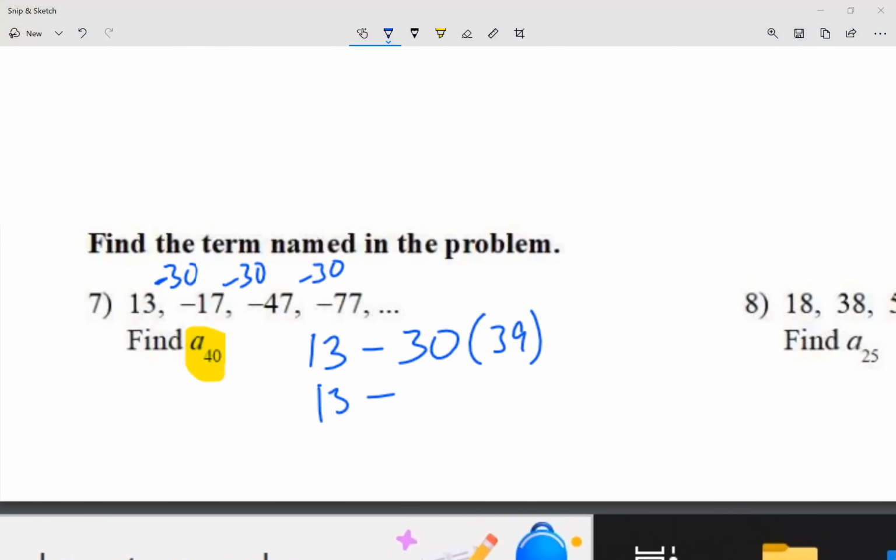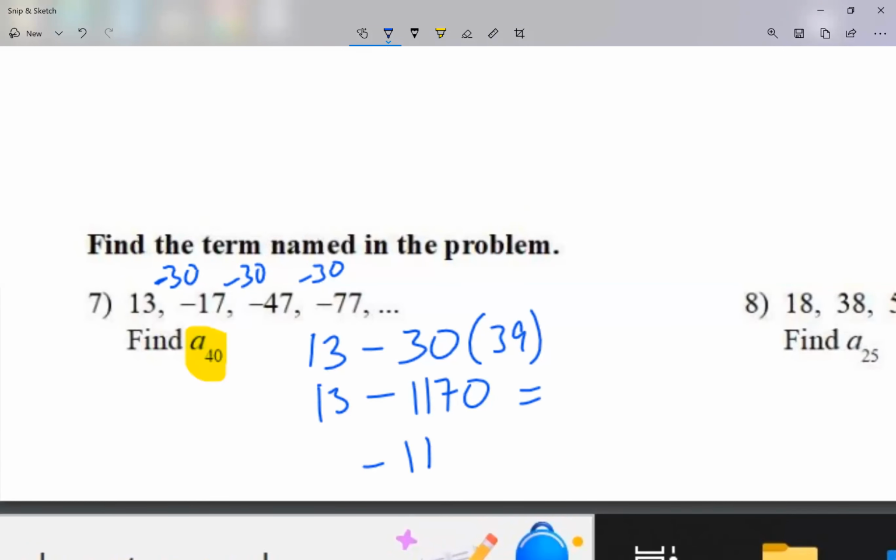Okay, so I have 13 minus 1,170. Now this thing is going to give me a negative 1,157. Cool. That's my 40th number on the list.